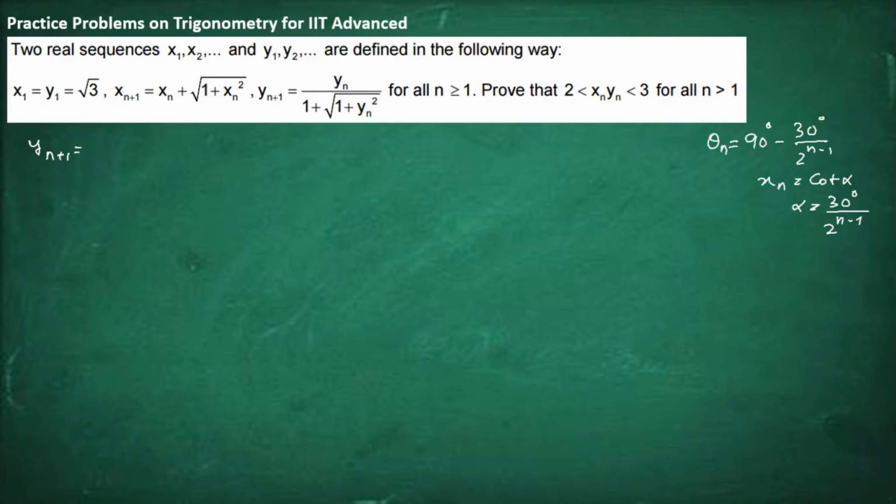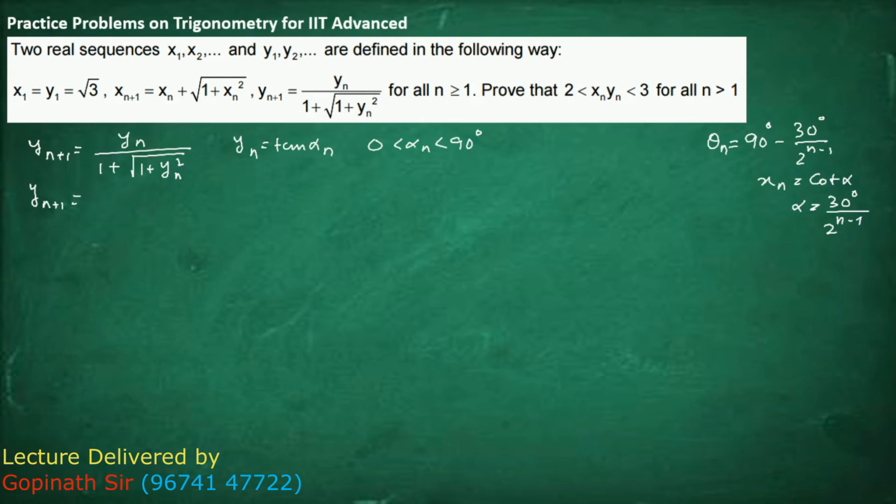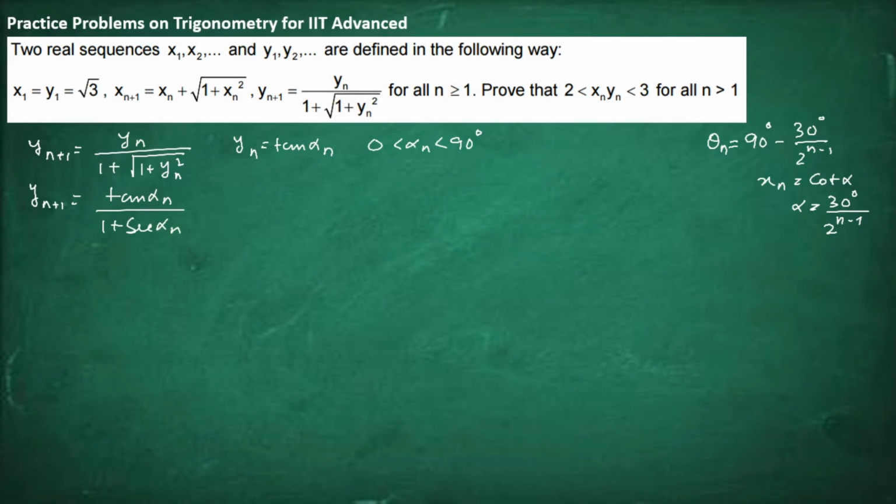Yn plus 1 is yn by 1 plus root over 1 plus yn square. Okay. Now let us take yn equals tan alpha n, where alpha n is in the first quadrant. Is it clear? Therefore, we are getting yn plus 1 as tan alpha n divided by 1 plus sec alpha n.